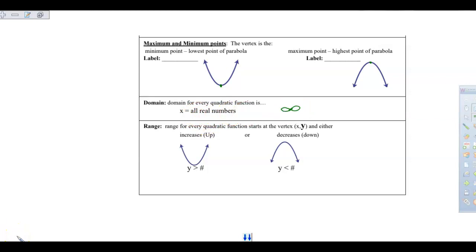Range, for every quadratic function, starts at the vertex and is either increasing, going up, or decreasing, going down. And so y would be every number greater than this point right here, or every number less than. It's also "or equal to," because it can be that number and then down, or it can be that number and up.